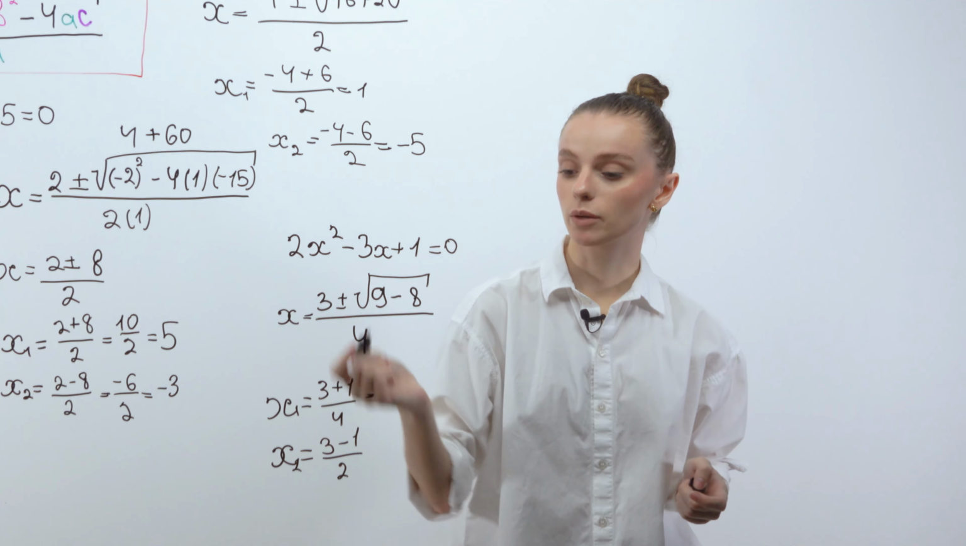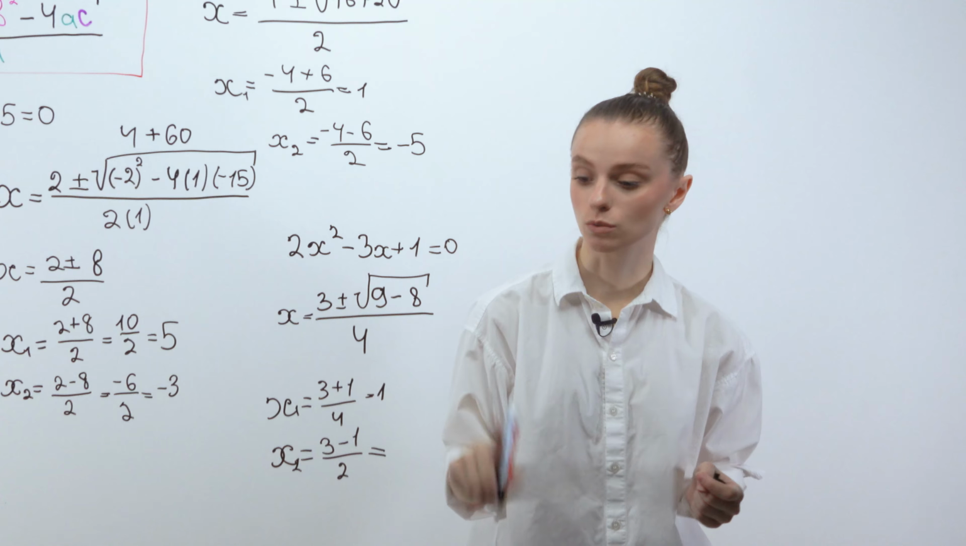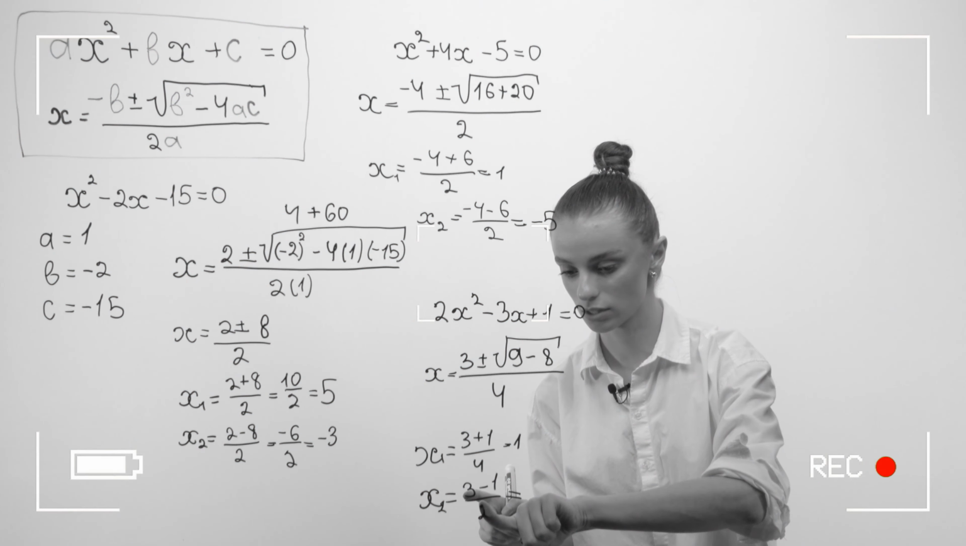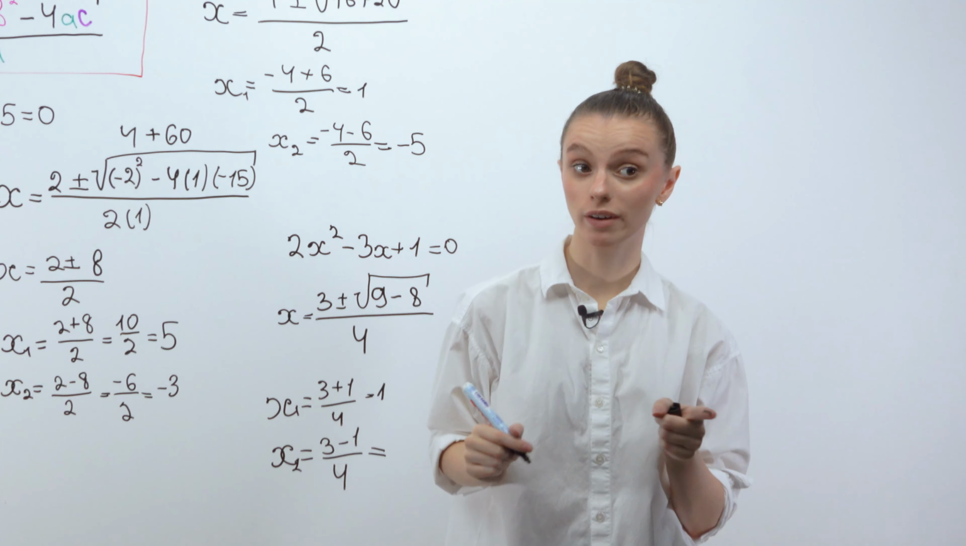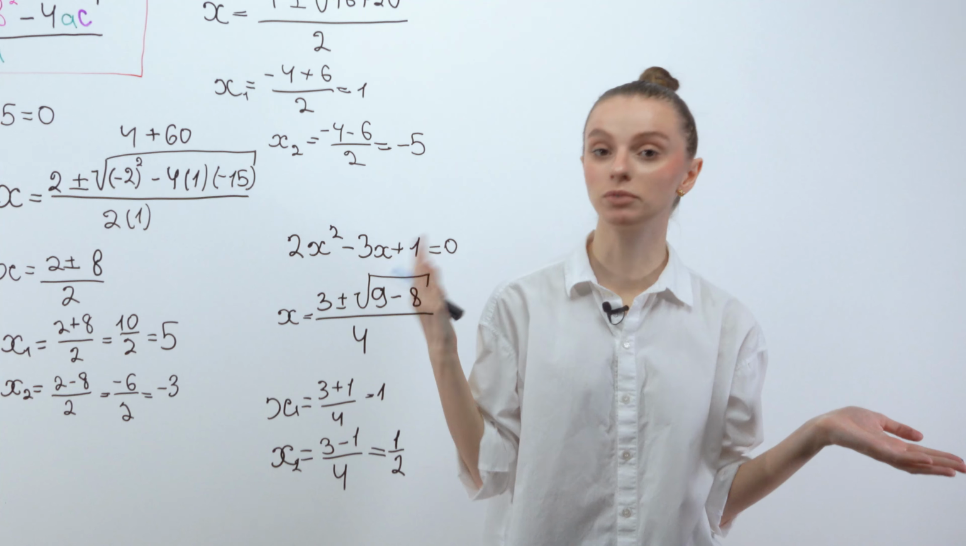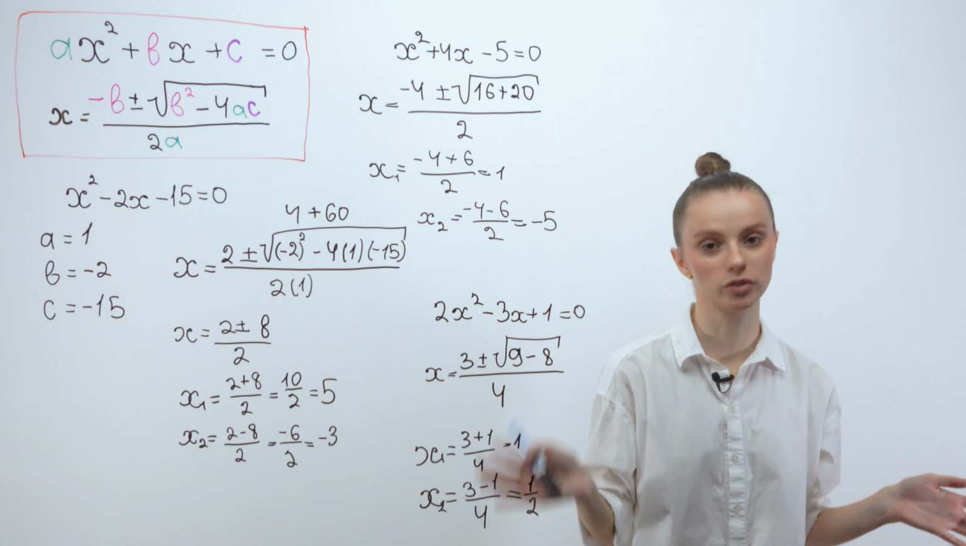3 plus 1 divided by 4. 3 plus 1 is 4, and 4 divided by 4 is 1. 3 minus 1 is 2, and 2 divided by 4 is 1/2. And this is pretty much how you apply the quadratic formula to solve any sort of quadratic equation.